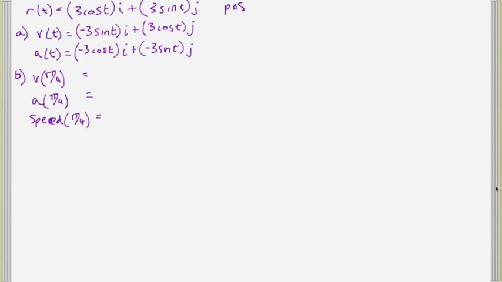So to find the velocity at pi fourths, we're going to plug pi fourths into our velocity function. So what is the sine of pi fourths? 1 over square root of 2. So we're going to get negative 3 over square root of 2. And what is the cosine of pi fourths? 1 over the square root of 2.